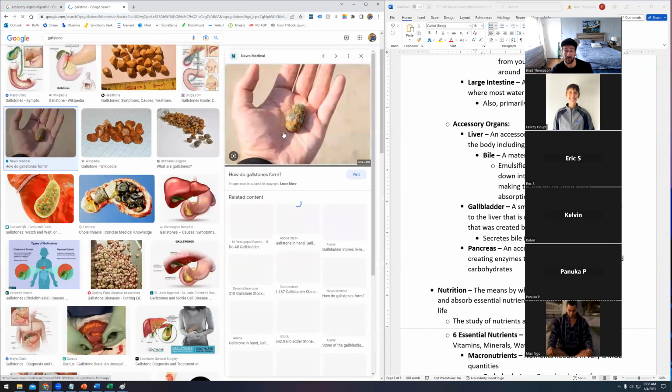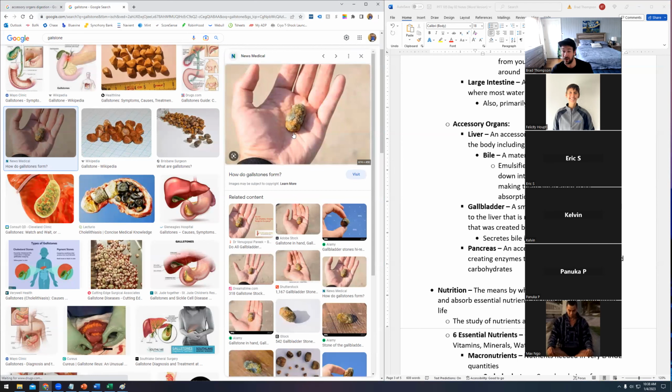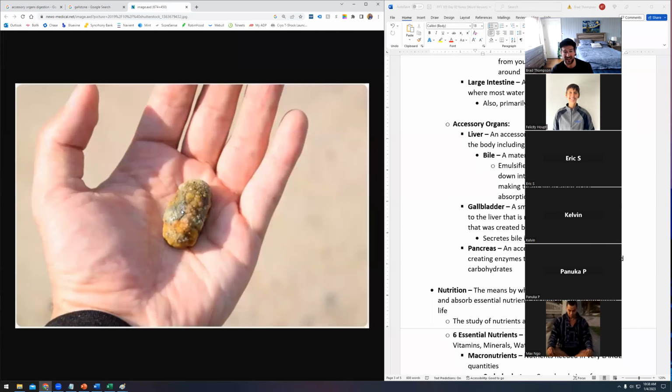And they can get really big. I mean, your gallbladder is only about this big. And that's actually what a gallstone looks like. My mom actually still has hers because that thing tried to kill her. So she keeps it as a weird trophy. My mom is a weirdo.